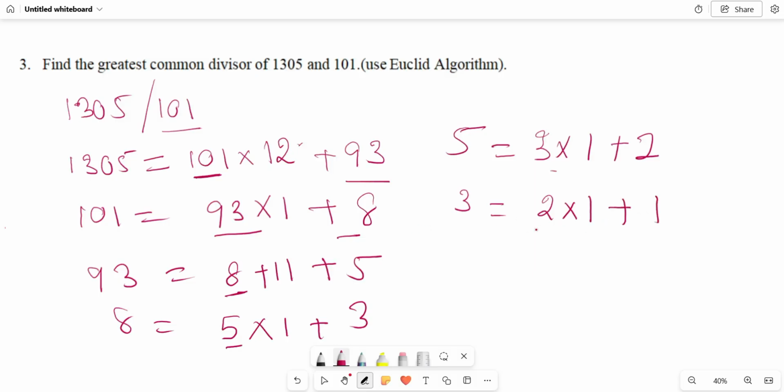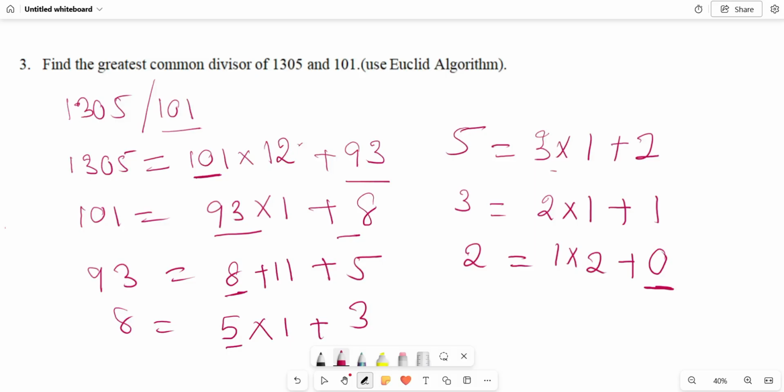2 and 2, right? Then you are taking this 2 to here. 2, then how many 1s for them? 1 into 2, right? 2, and the remainder is 0. Until you are getting to this 0 at the end, you are continuing the process.